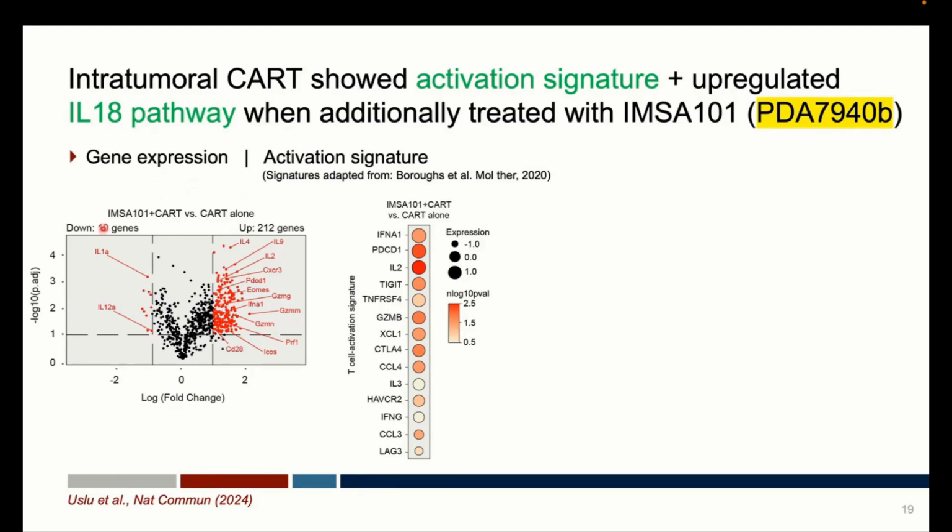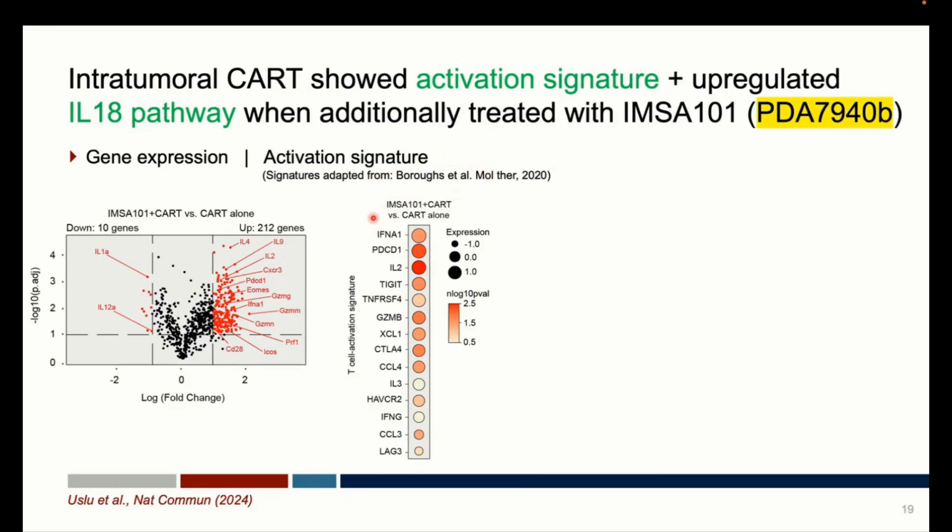And when you look here in the volcano plot, you can see that there are more than 200 genes which were significantly upregulated in the combination treatment group when compared to the CAR T alone group. And when you look in particular for activation associated genes, so this is an activation signature which Marcela Maus described in one of her prior publications in 2020. And we also had most of those genes in our ENCOUNTER panel.